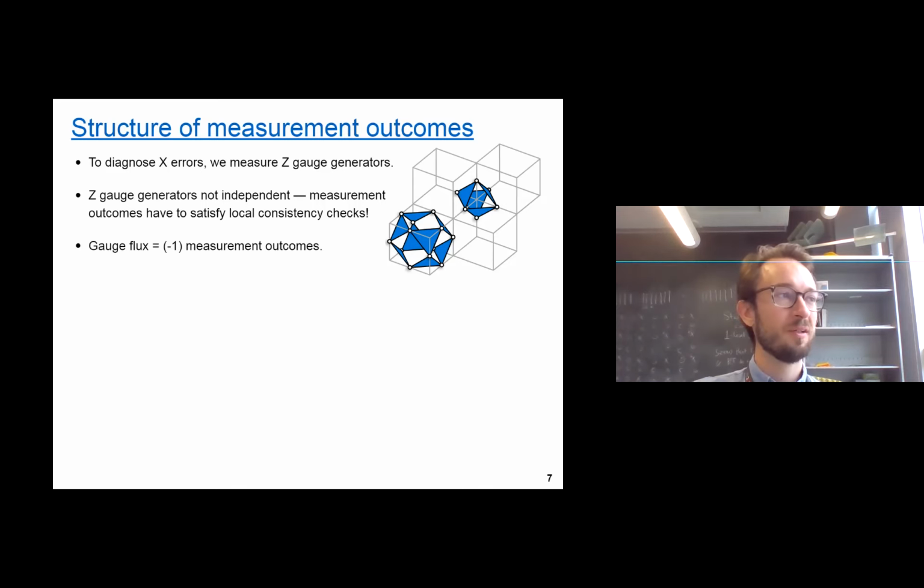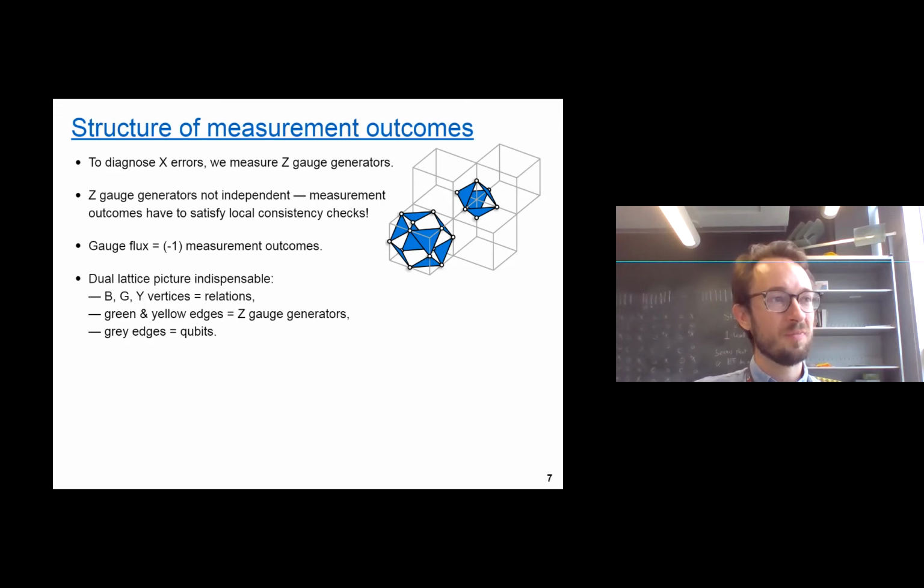Yeah, so we have this blue cell here. We're going to put a blue vertex here. We're going to put vertices where the vertices of this gray lattice are, and we can bicolor these in green and yellow, and we're going to connect them with edges. So there's going to be an edge from this vertex to the vertex at the center of this cube, and that's going to uniquely pick out this gauge generator here. So these edges correspond to gauge generators, and then we're also going to make edges for qubits as well.